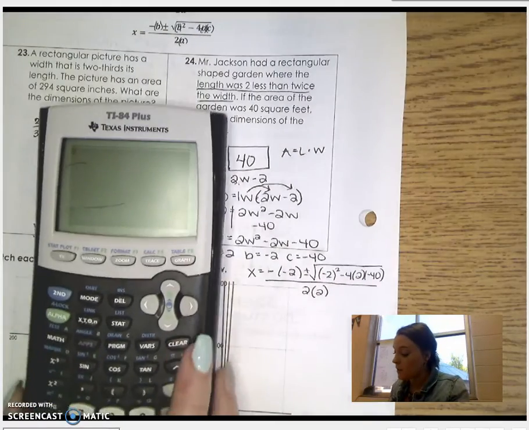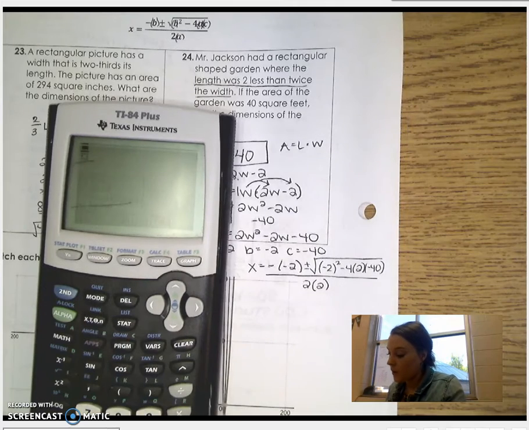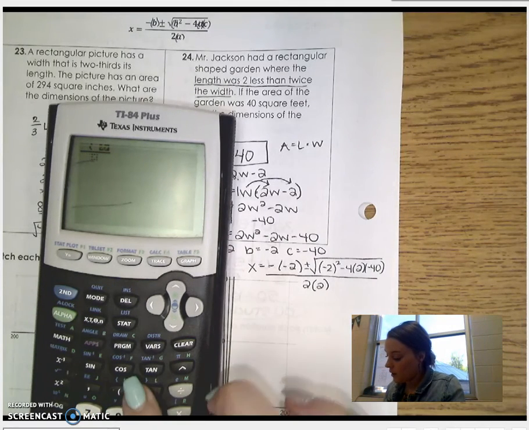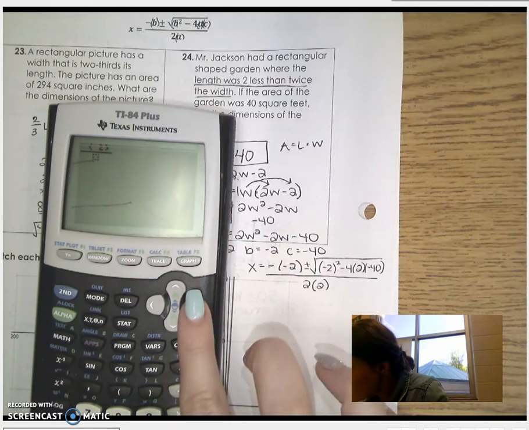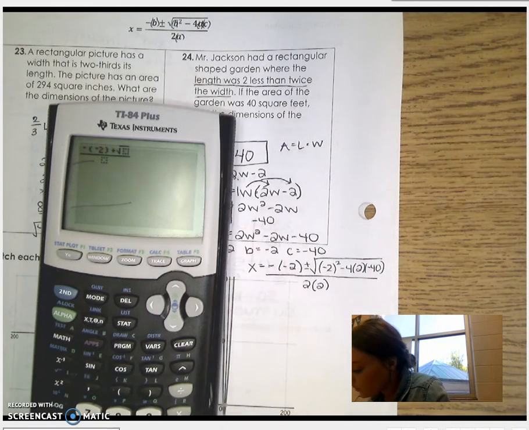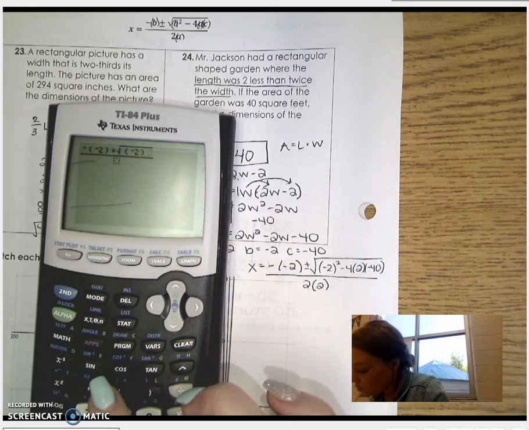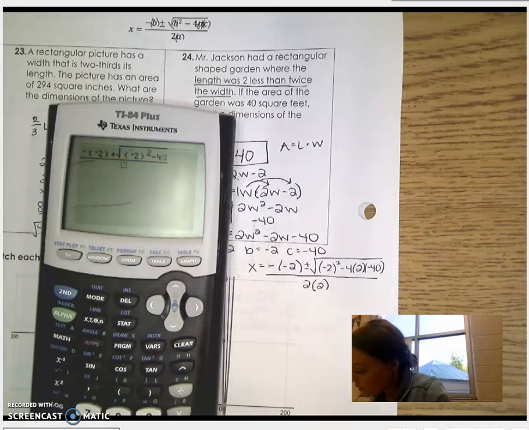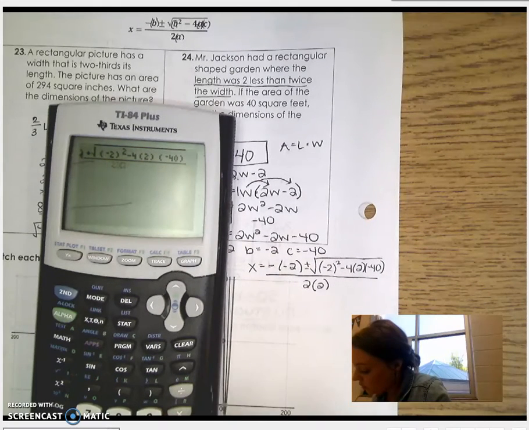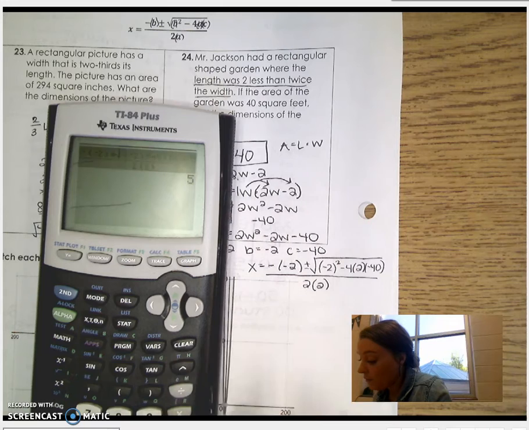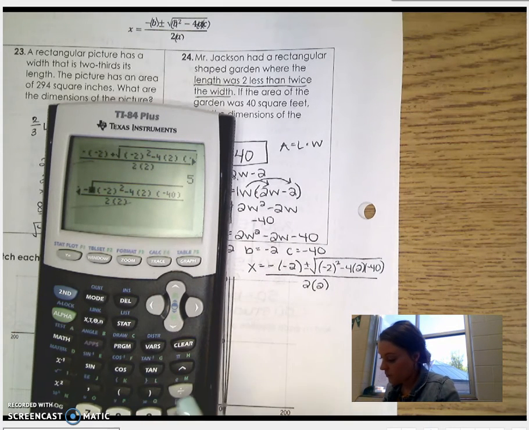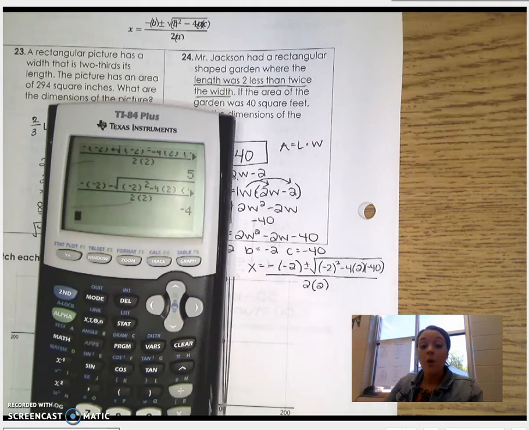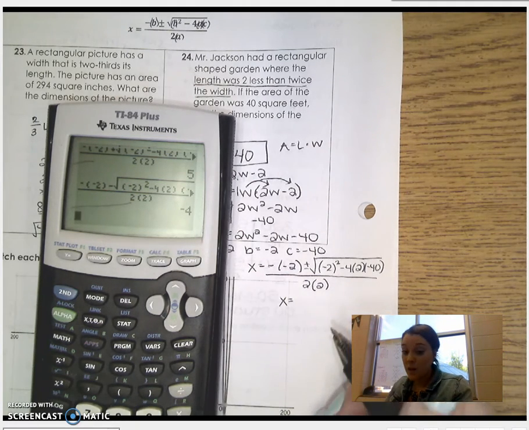Alright, so now we're going to type this in. Start by doing a fraction. Alpha y equals enter. Negative 2 plus the square root of negative 2 squared minus 4c, all over 2 times 2, and I get 5. When I do the minus, I get negative 4.